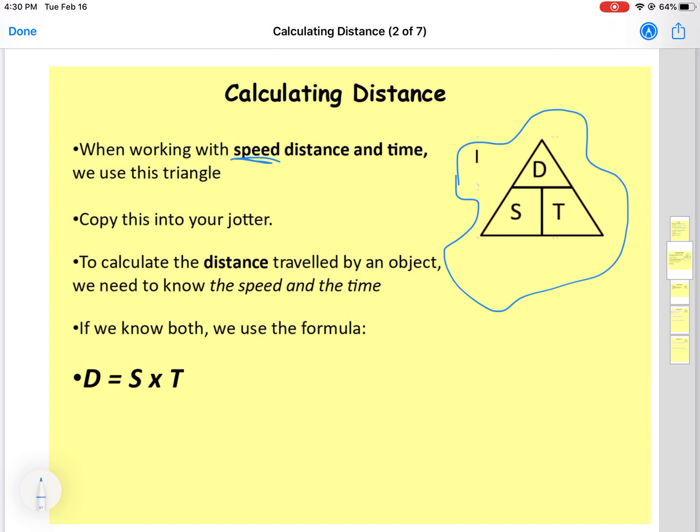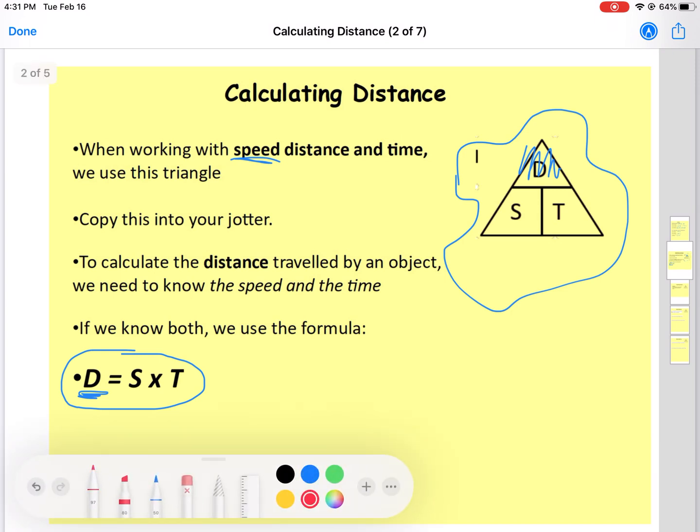We can create formulas from this triangle, which we will look at a little bit later on. But the first quantity we're going to calculate today is distance. Now, a good way to use this triangle is, say we want to find the distance travelled by an object or a person or a vehicle, then we cover up the distance, so you can use your finger to cover up the distance, and the two quantities we are left with are the two we perform the calculation with. So if we cover up distance, we're left with S and T.